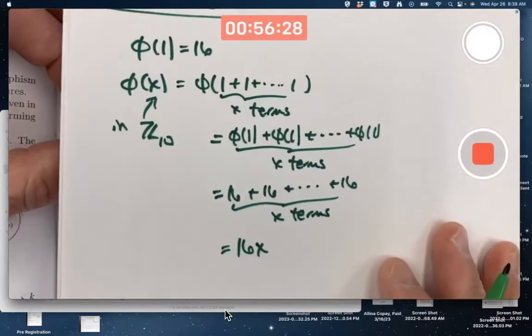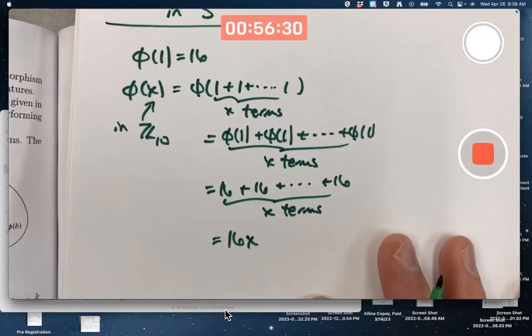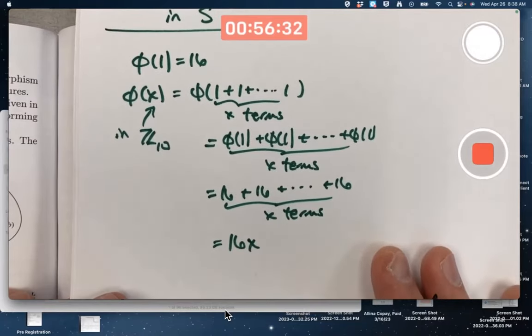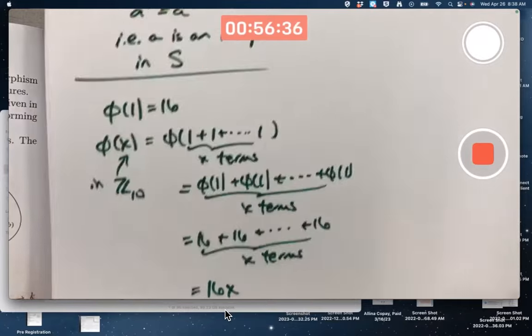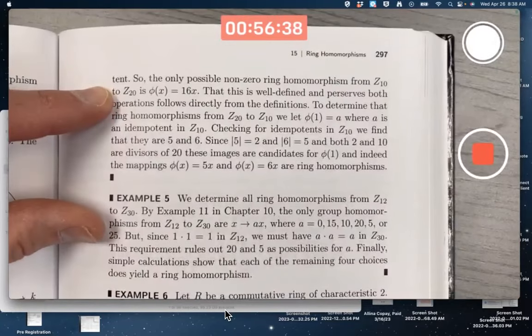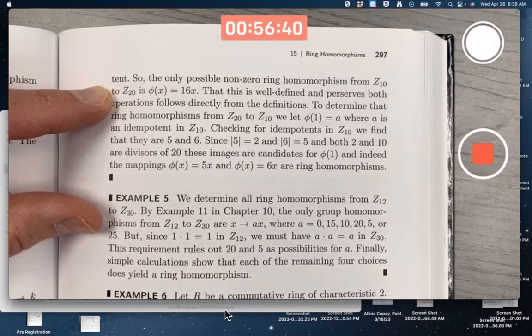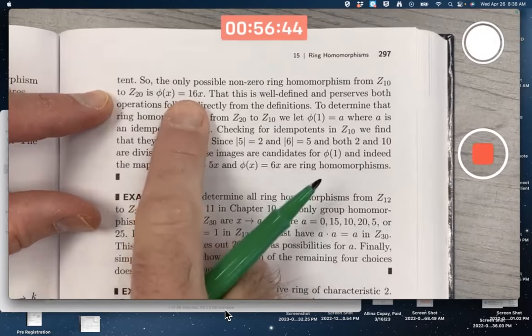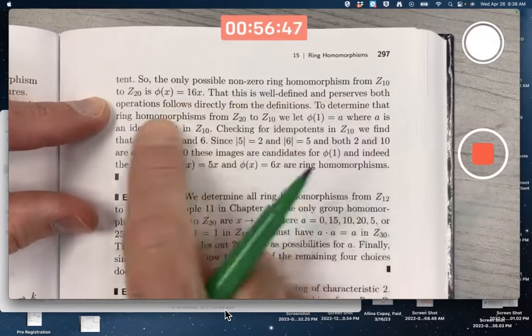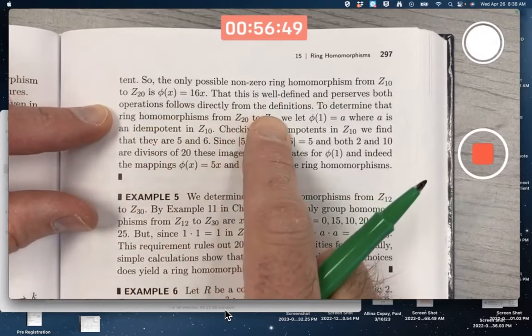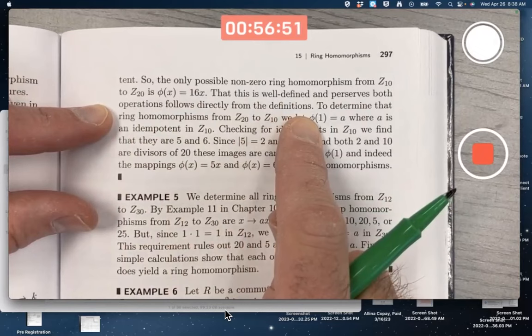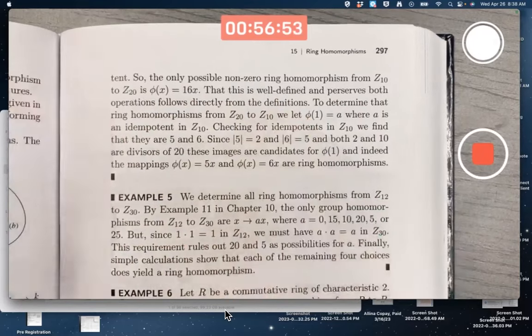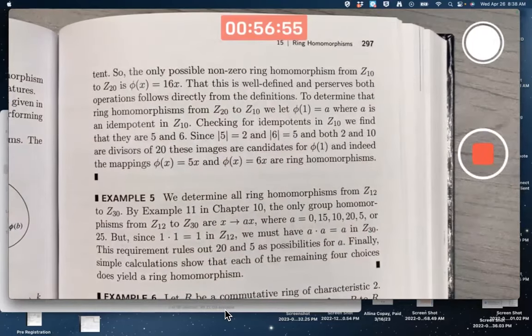That's the only possibility for a non-trivial ring homomorphism from Z10 to Z20. Just one possibility. Group homomorphisms, there are more. Ring homomorphisms is just one possibility. That this is well defined and preserves both operations follows directly from the definitions. It is in properties of modular arithmetic, you might say.